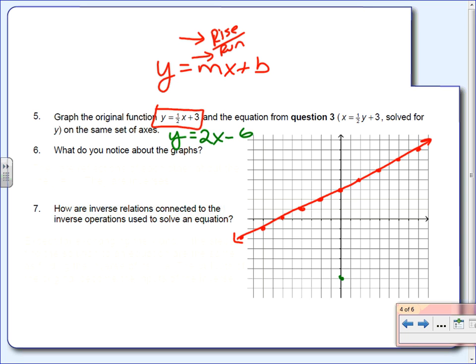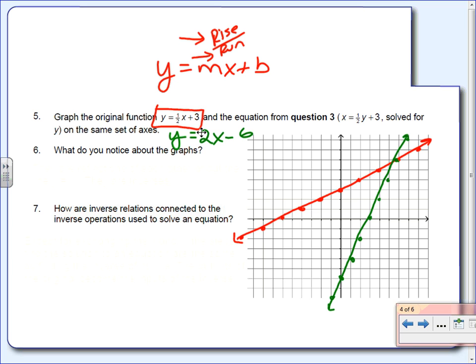Positive 2, which means I need to do what? Go up how many and over how many? You're right, the slope is 2. Go up 2, over 1. Up 2, over 1. Up 2, over 1. Remember, the more points you have on here, the better your line's going to be. Once you have all of those points, connect the dots. And here's our new graph. So that graph I have there is for the equation y equals 2x minus 6.